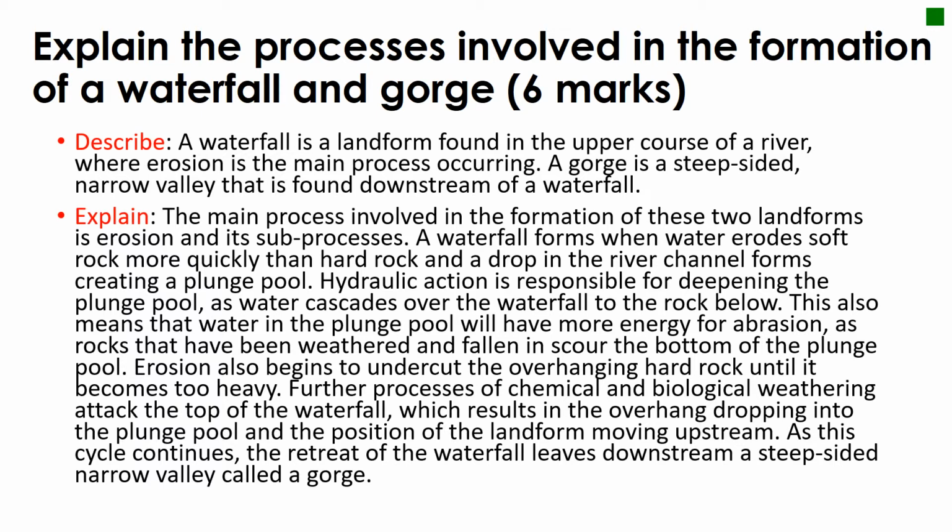Erosion also begins to undercut the overhanging hard rock until it becomes too heavy. Further processes of chemical and biological weathering attack the top of the waterfall, which results in the overhang dropping into the plunge pool and the position of the waterfall moving upstream. As this cycle continues, the retreat of the waterfall leaves downstream a steep-sided, narrow valley called a gorge.